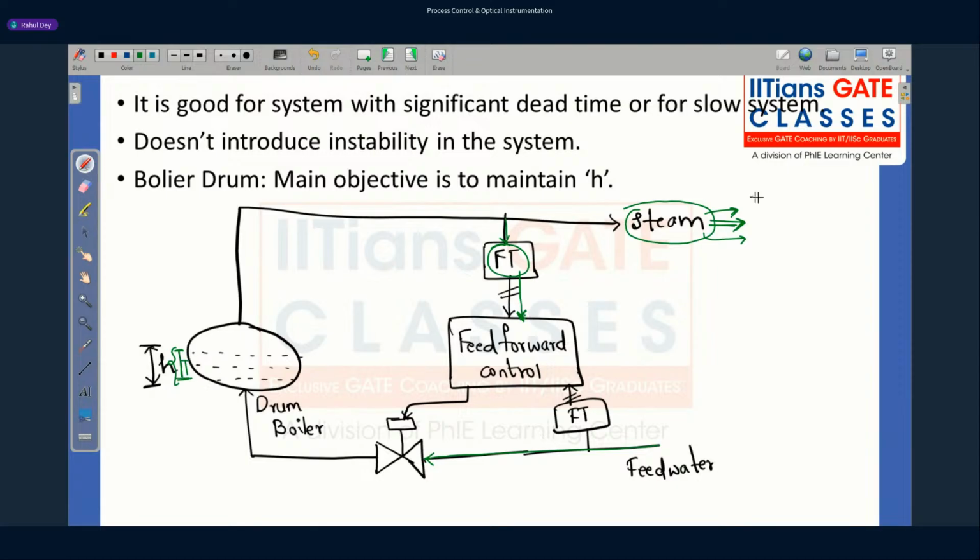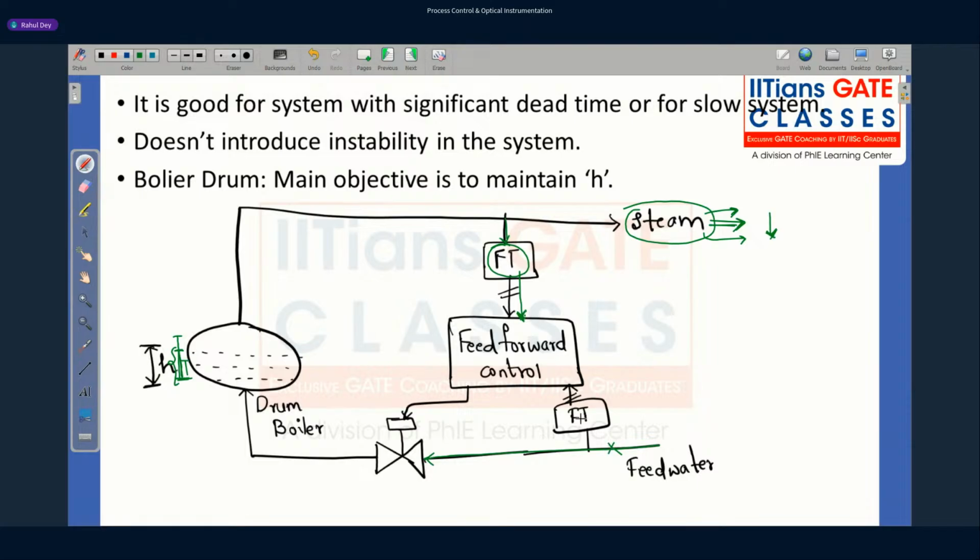Now suppose my power requirement suddenly decreases, so the steam requirement will decrease. What will happen then? This flow transmitter will immediately sense that the requirement or flow of steam has reduced. So the feed forward control will generate a signal to cut off or shut down the feed water. Previously, what would have happened if this was a feedback system? My level would have increased beyond a certain point, then my system would have detected it, and only then would the feed water have stopped.